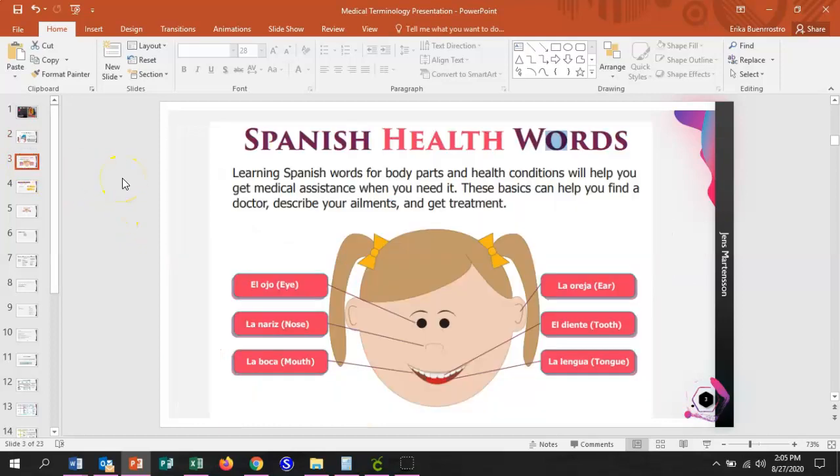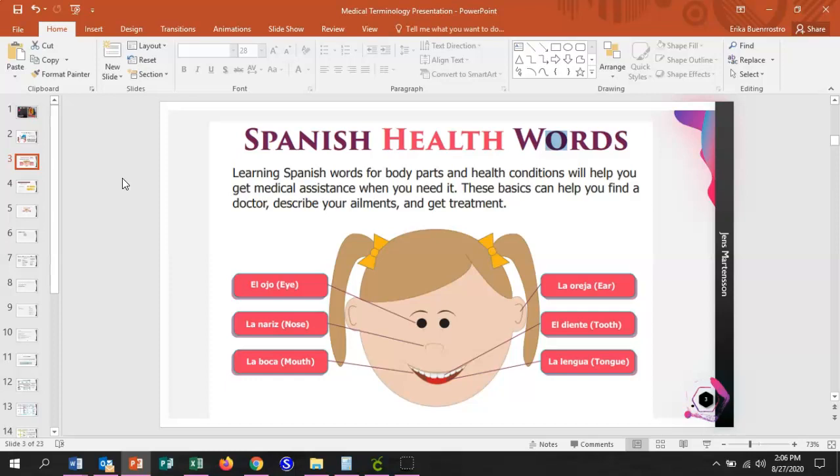And so let's talk about some of the most common words in Spanish that you may run into, or that I want you to focus on for this specific lesson. We're going to talk about body parts and health conditions that will help you get medical assistance when you need it, or to help others when they need it. These basics, the basic vocabulary, can help you find a doctor, describe your ailments, and get treatment.